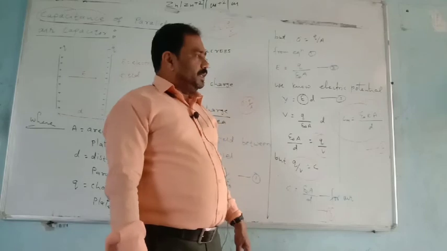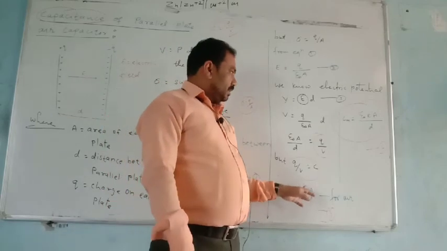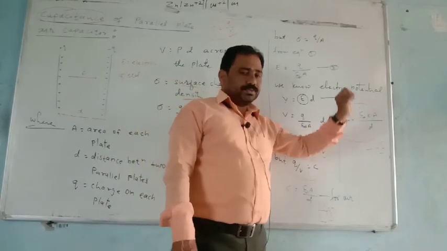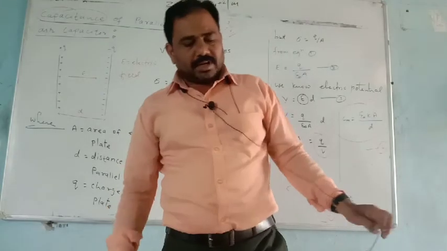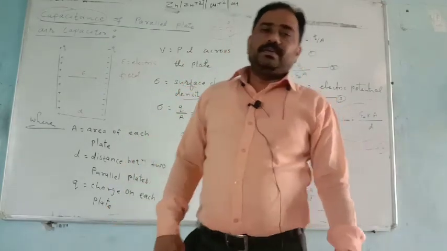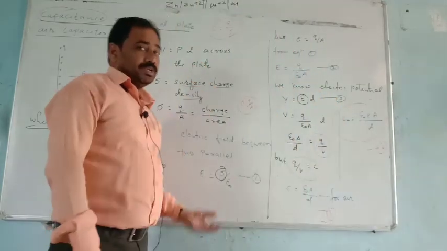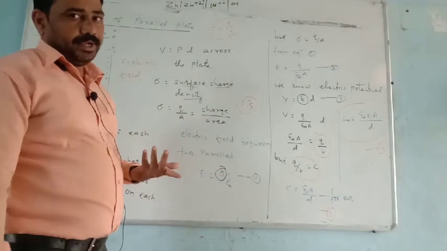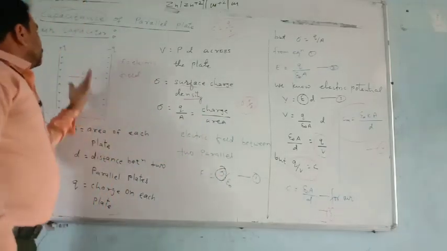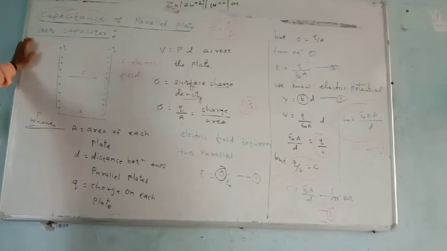Let us discuss epsilon naught. What does epsilon naught into k mean? This is our next article, and we will discuss in our next videos what epsilon naught into k is. So this is about the capacitance of a parallel plate air capacitor.